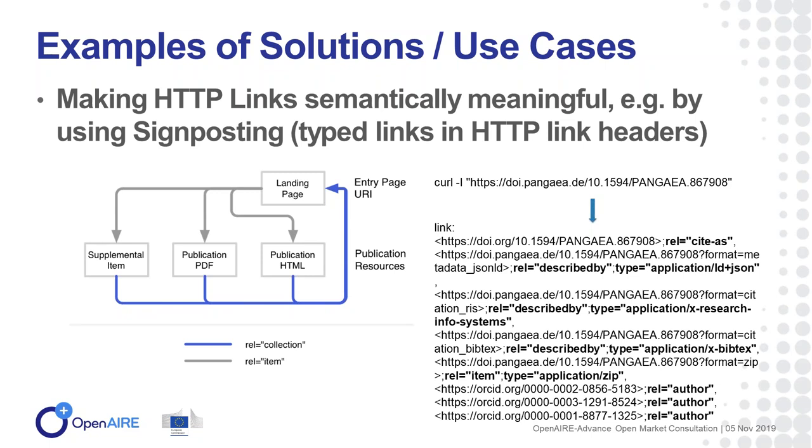So, for instance, I get immediately information how to cite this particular resource. I get information on citation formats like BibTeX. I get information in which format I could access the resource, let it be a zip file, or let it be a specific format like PDF or HTML. And I get information of identifiers related to the authors that created the resource.